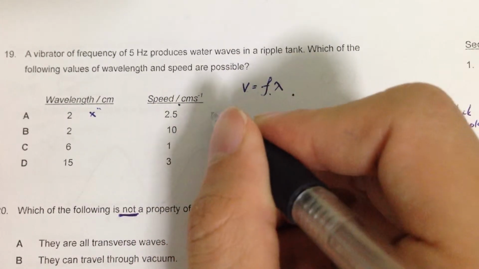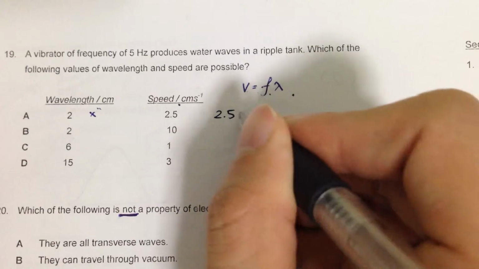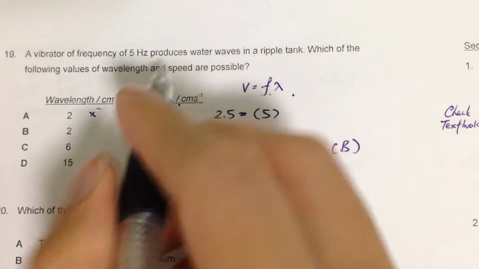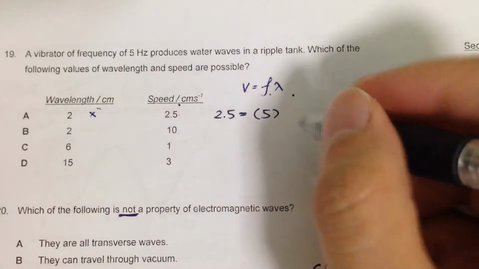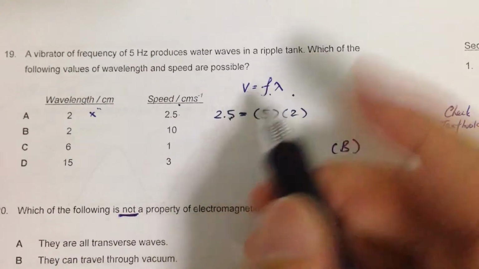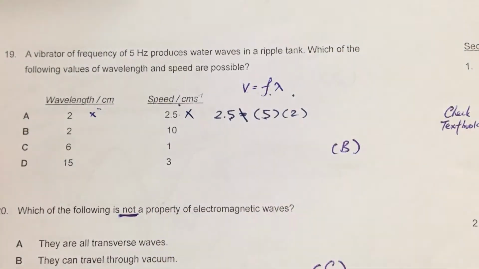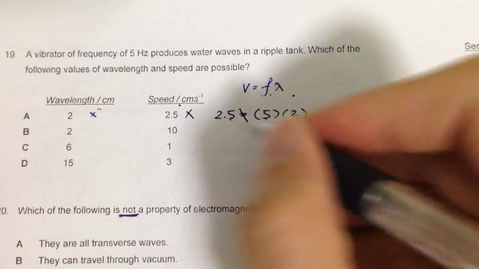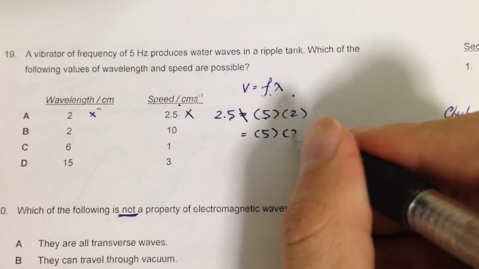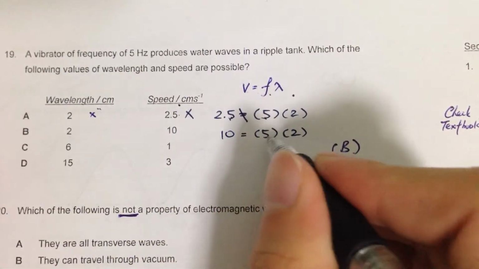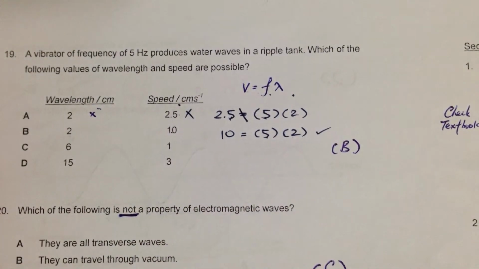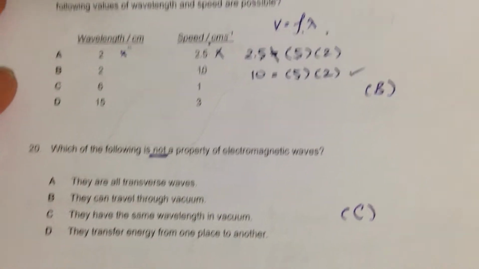If you have a speed of 2.5, right, then you have f, 5 Hertz, we know it's 5 Hertz, right? Wavelength is 2. 2 times 5 is 10. Will it give you 2.5 speed? No, right? So you know that this option is wrong. So do it again for your B. Your frequency is 5. Your wavelength is 2. Does it give 10? 2 times 5, oh, 10. Oh, okay, all check out. So it's B. If you don't believe me, try the rest.